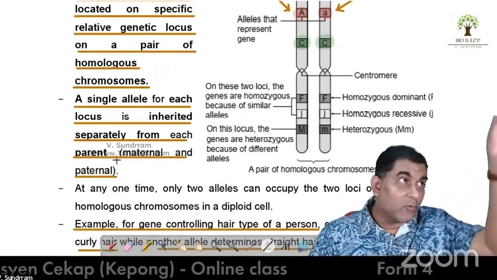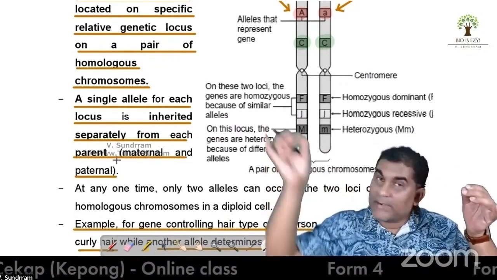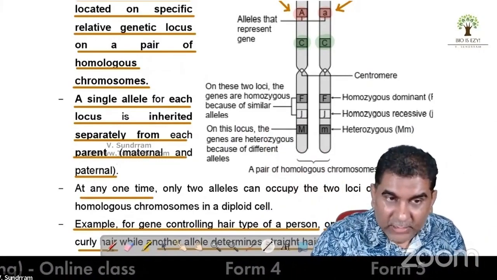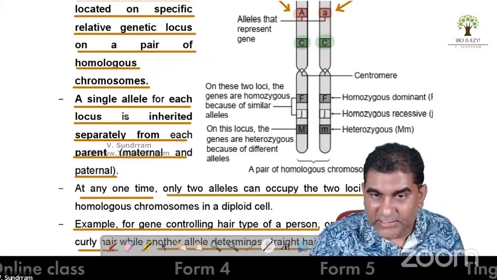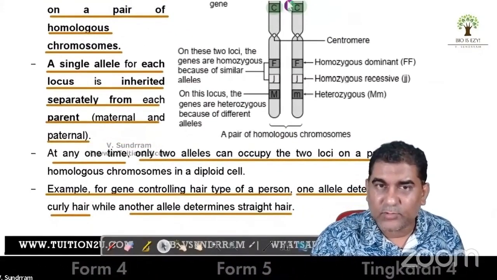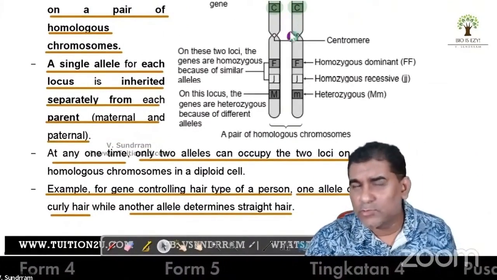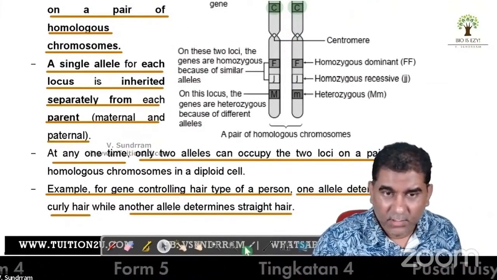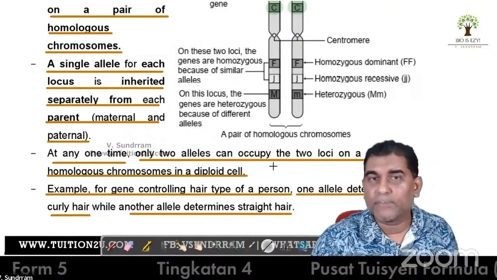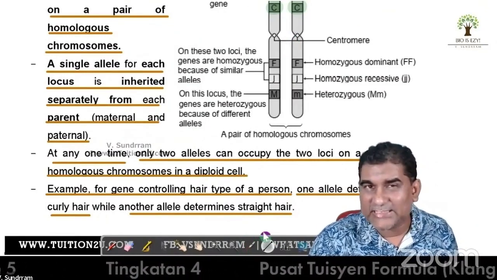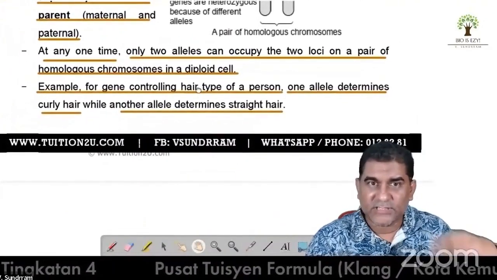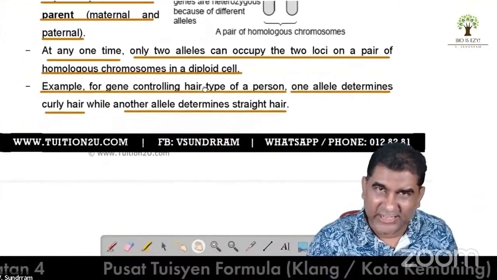One allele from one parent, another allele from another parent. You have 2 alleles. At any one time, only 2 alleles can occupy the 2 locus. At any one time, you can only have 2 alleles because only got 2 locus. Because there's only 2 locus on a homologous chromosome pair. The last one is the example of gene, example of trait.